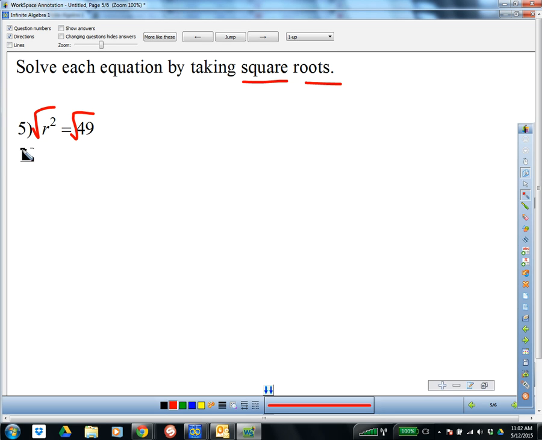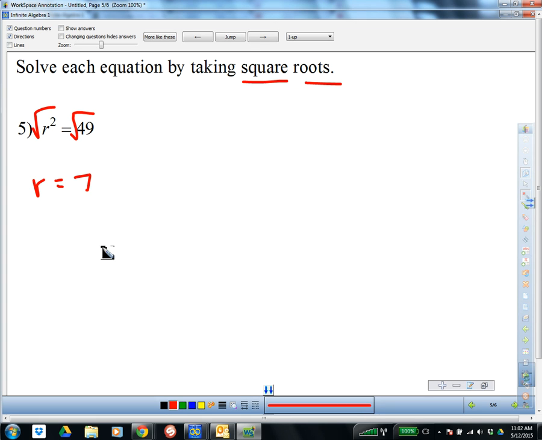So this is not too bad. In order to get rid of the squared, you've got to square root it, and it turns into r, equals, because the squared went away since you square rooted it. And if you square root 49, it turns into 7.